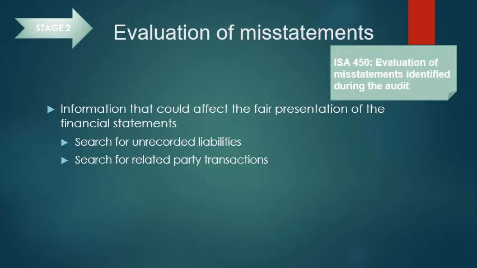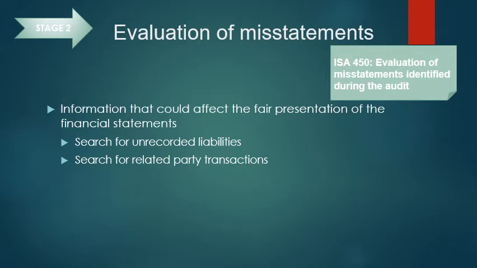Information could still come up at the end of your audit process that could affect the fair presentation of your financial statements. And this information can come about through a search for unrecorded liabilities or a search for related party transactions. If anything comes out of these searches, just be aware that the information coming out could then affect the fair presentation of your financial statements, and certain adjustments might need to be made.